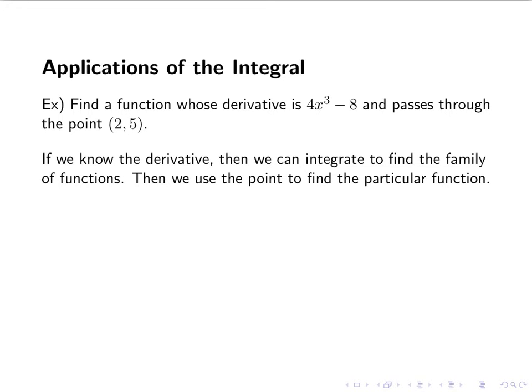So if I know the derivative, then we can integrate it to find the family of functions, so the functions plus a constant, and then we can use the point we were given to find that constant and therefore the particular function. So we start off with y equals the integral of the derivative we were given, so 4x cubed minus 8 dx. Then we integrate, and hopefully everyone gets x to the 4th minus 8x plus c. So there's the family of functions. That satisfies the first part.